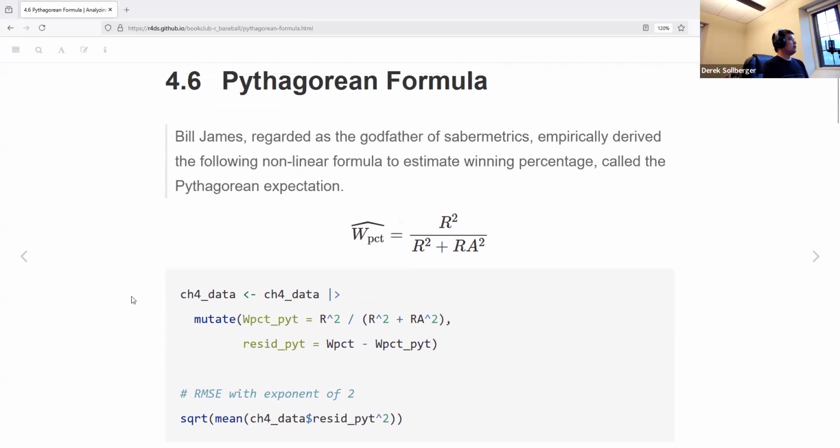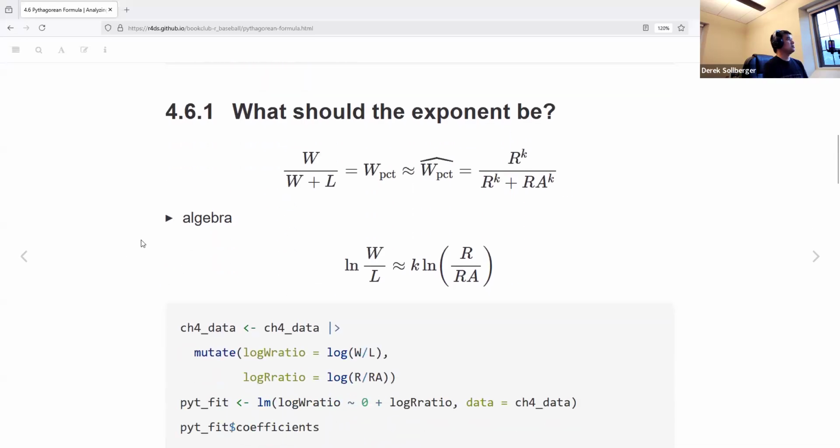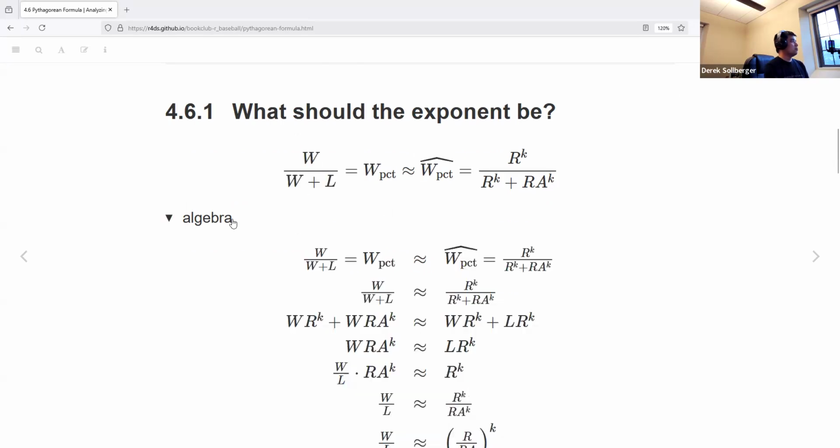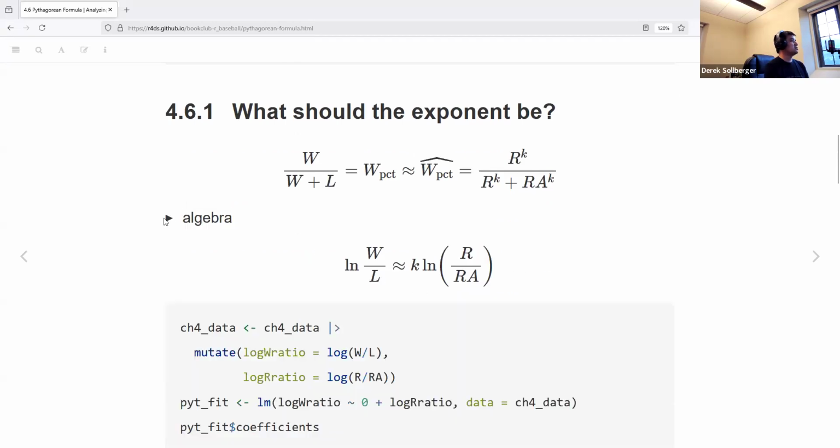Now, as the years went on, people wondered about this exponent. Should it be 2? Where did that 2 come from? So let's allow ourselves to remove that assumption a bit. Let's make that exponent arbitrary and see if we could solve for it. We're trying to predict the win percentage, so we say that it's approximately equal to the true win percentage. With a little bit of algebra, as the textbook suggested, we could get down to this point after taking some logarithms.